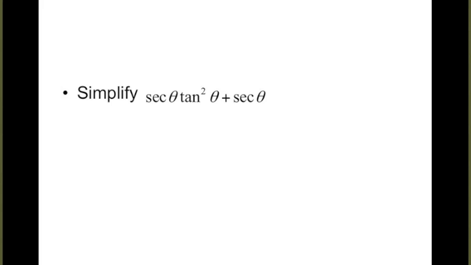So our first strategy said factor. We're not going to do that every time, but when we can do it, we want to try to do that. When we factor, we're looking for something in common to both terms. So what do both of these terms have? A secant. So we are going to take a secant outside, which leaves a tangent squared theta plus 1.